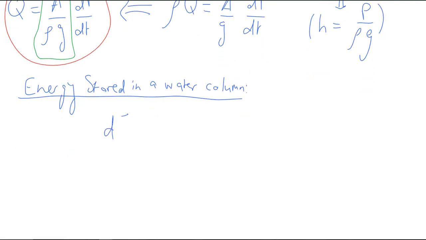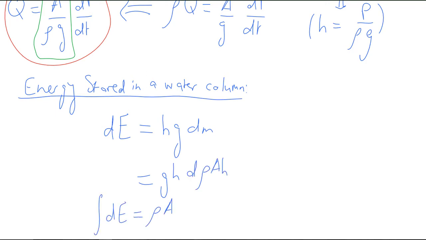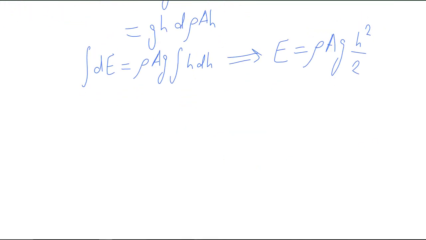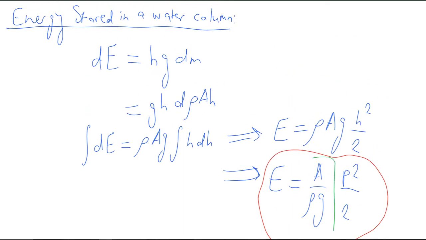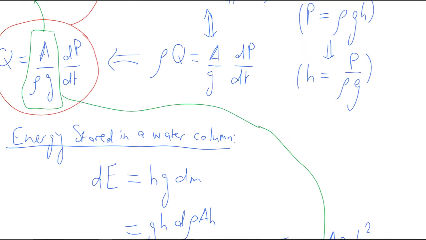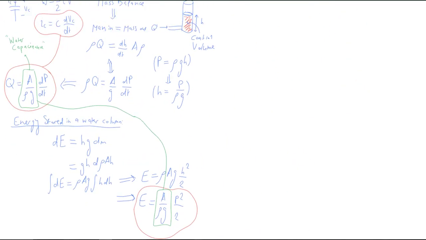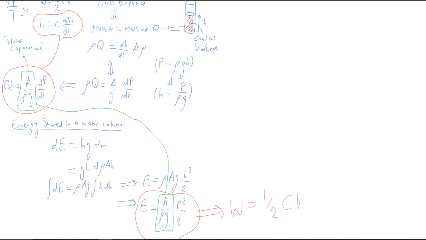Now if we analyze the energy stored in the water column, we find that a differential energy element is equal to Hg times the differential mass element. The differential mass element can be written in terms of the density times the volume. This gives us that the total energy stored inside the water column capacitor is equal to A over rho g times P squared over 2. Notice that we get the same term for the water capacitance. Also, if we compare this to the original equation for the energy stored inside an electrical capacitor, we find that it has the same form, half CV squared.